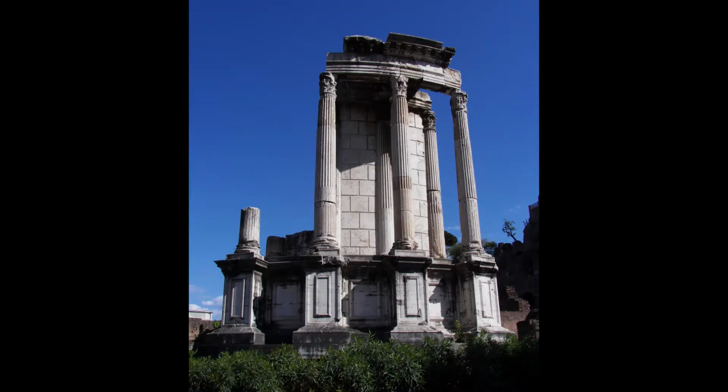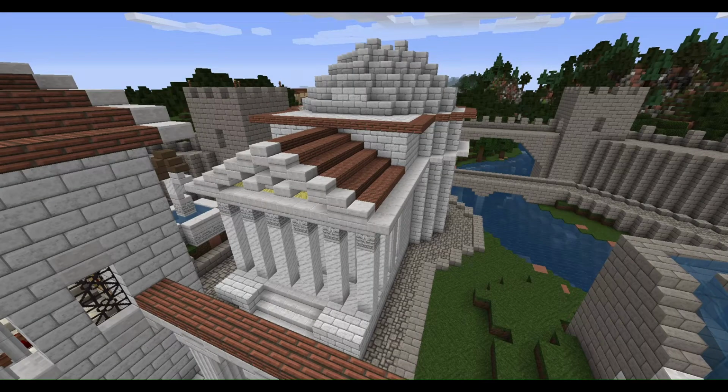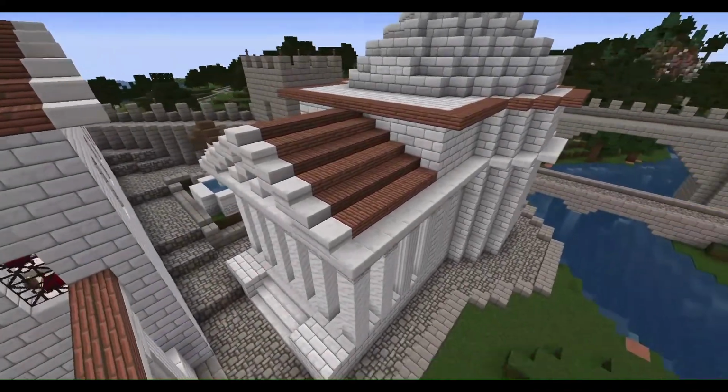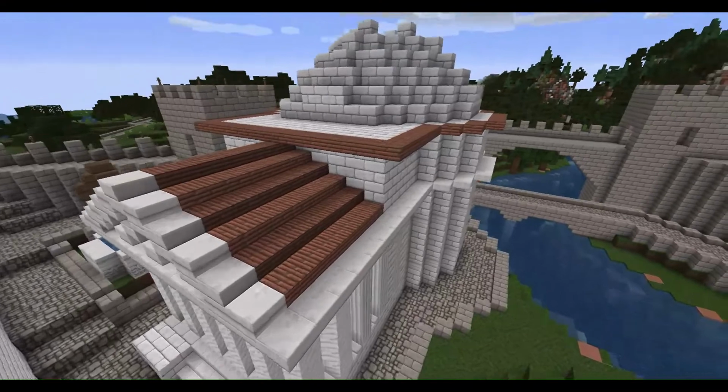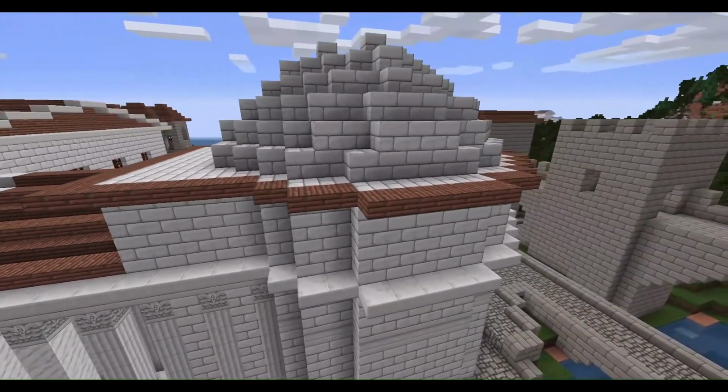Here's a picture of what's left of the Temple of the Vestal Virgins in Rome. Here's a reconstruction of what it may have looked like. Here's the Pantheon. Like I said before, it's one of a kind. There's no real way to describe it other than it's the Pantheon. It has a portico, like a normal Roman temple in the front, but then a circular, spherical design on the back.